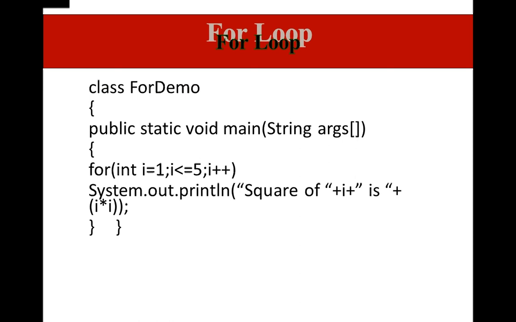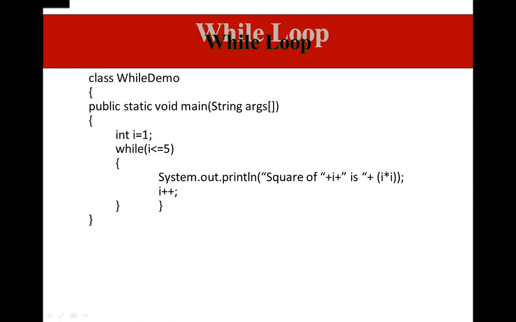Coming to the for loop. For loop has three parts: initialization part, condition part, and increment decrement part. Hope everyone knows this. We have this initialization part, i is assigned with 1, i less than or equal to 5 is the condition part, and finally the increment decrement part. Coming to the while loop, while loop is actually an entry control.